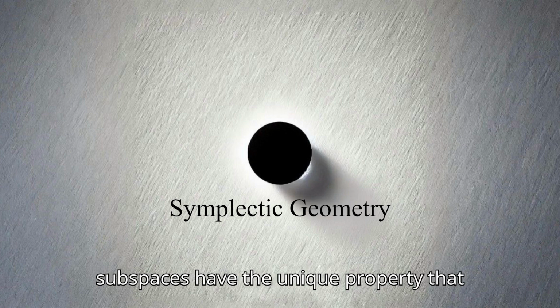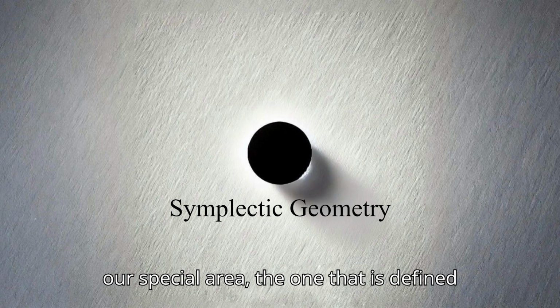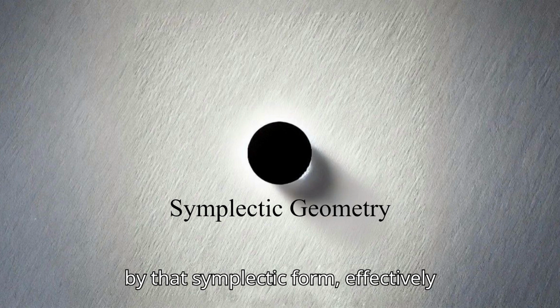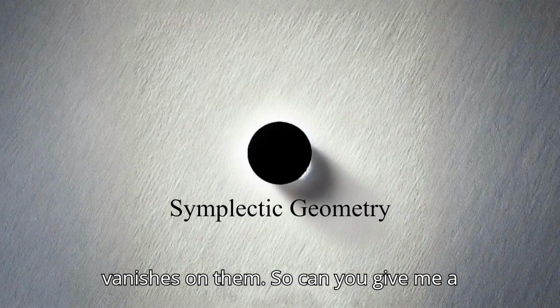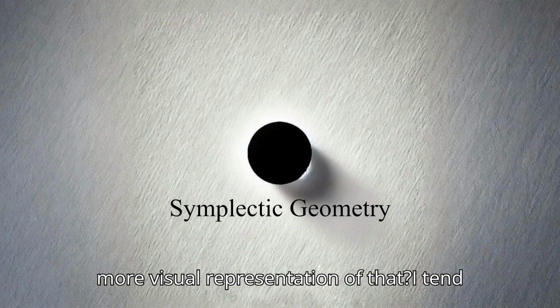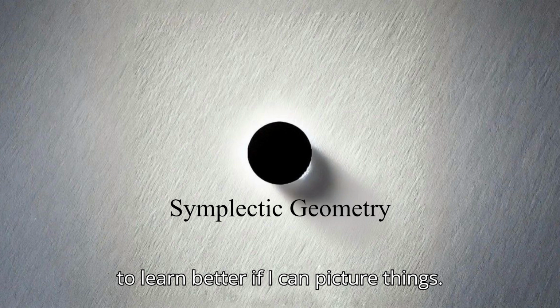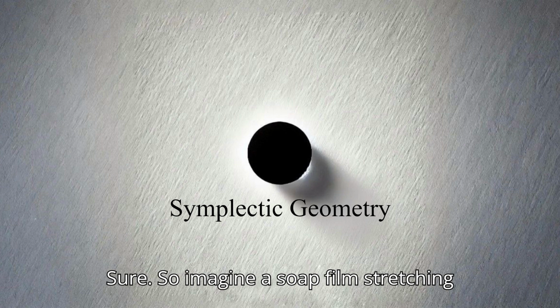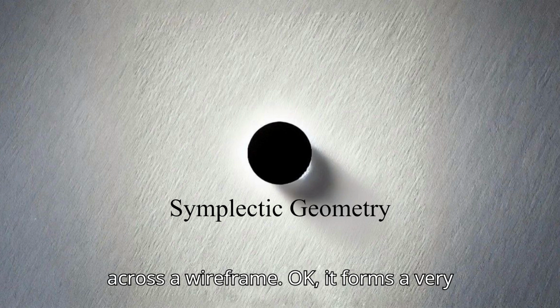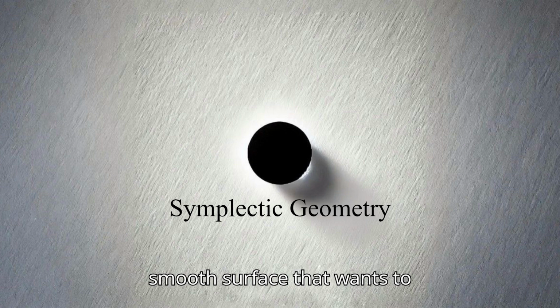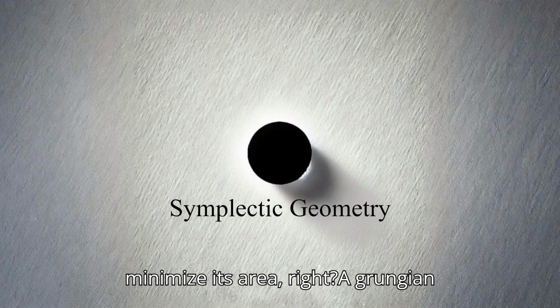Right. These subspaces have the unique property that our special area, the one defined by that symplectic form, effectively vanishes on them. So can you give me a more visual representation of that? I tend to learn better if I can picture things. Sure. So imagine a soap film stretching across a wire frame. Okay. It forms a very smooth surface that wants to minimize its area. Right.